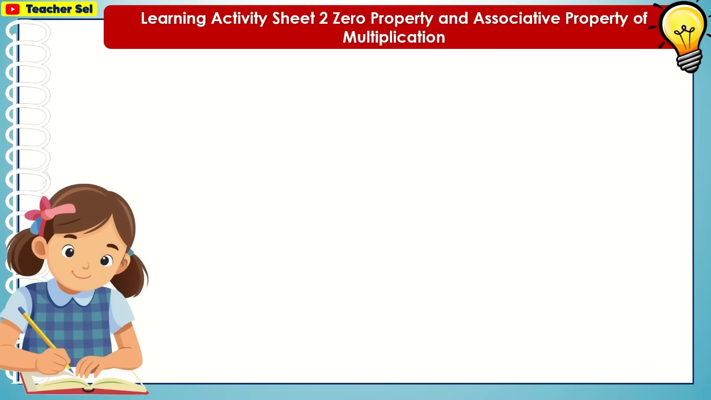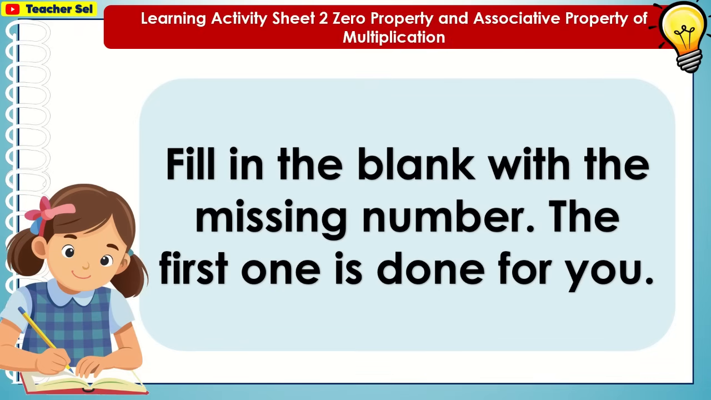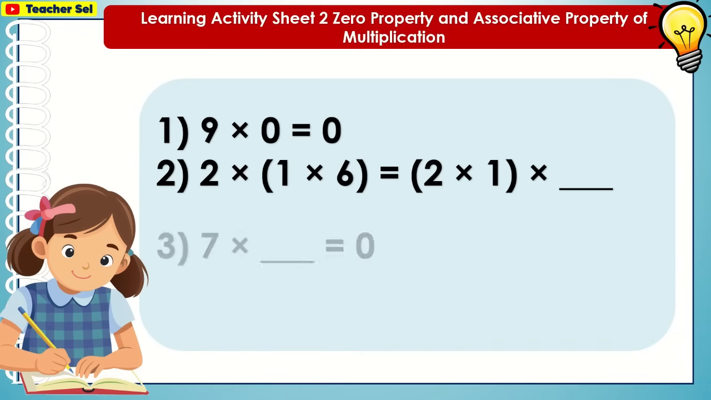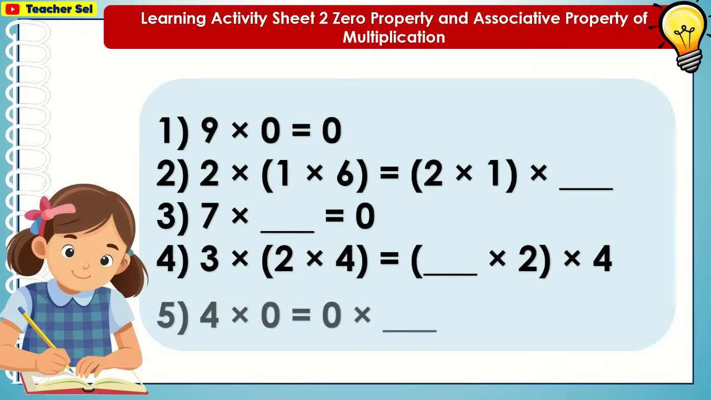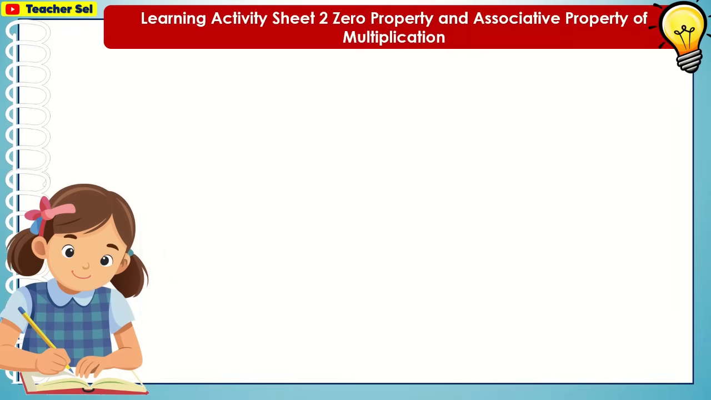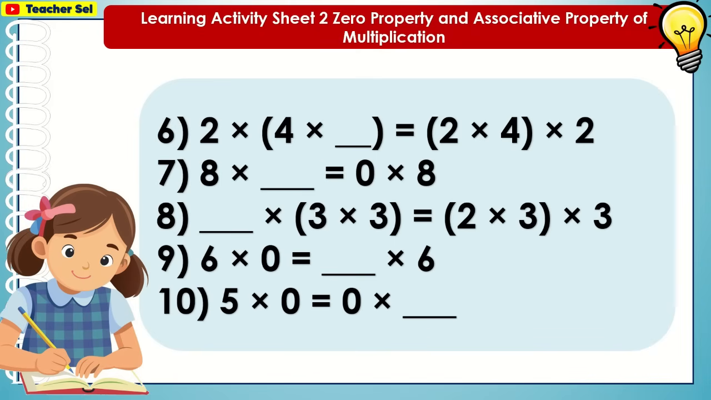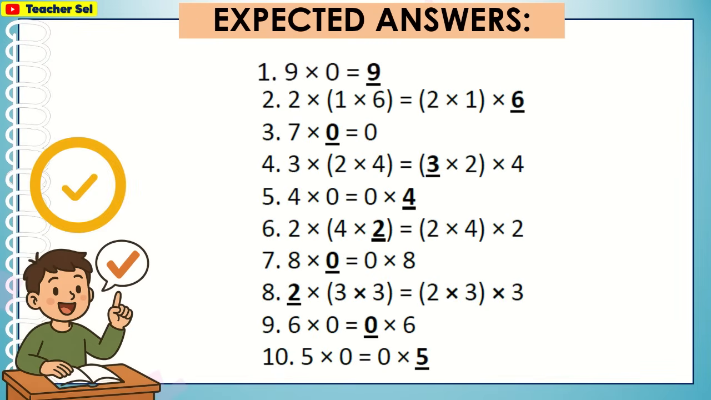Let's have learning activity sheet 2, zero property and associative property of multiplication. Fill in the blank with the missing number. The first one is done for you. For number 6 to 10. Here are the expected answers.